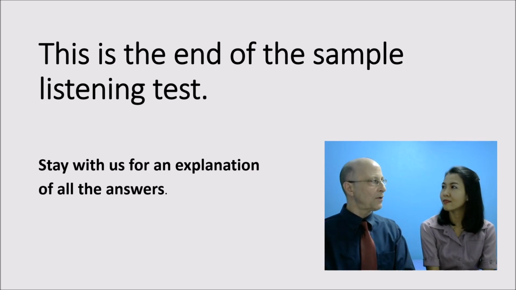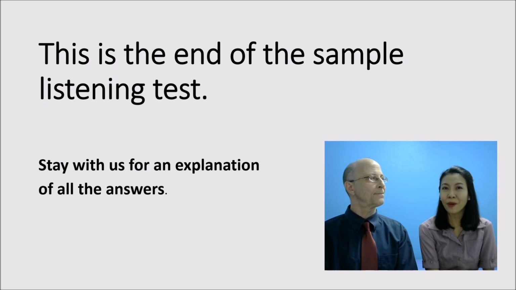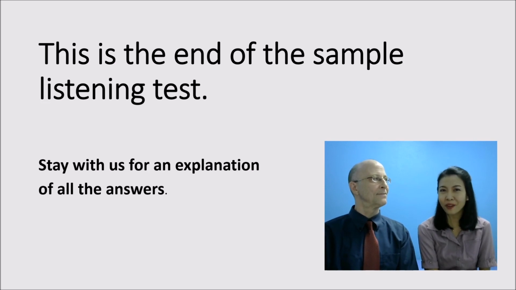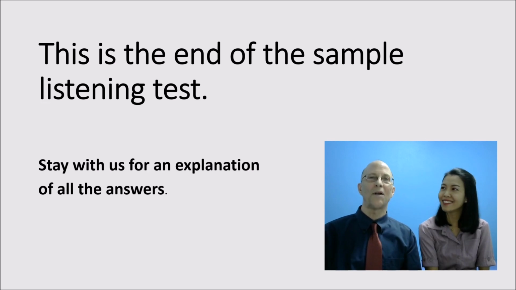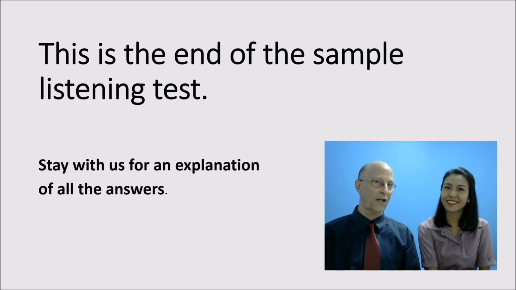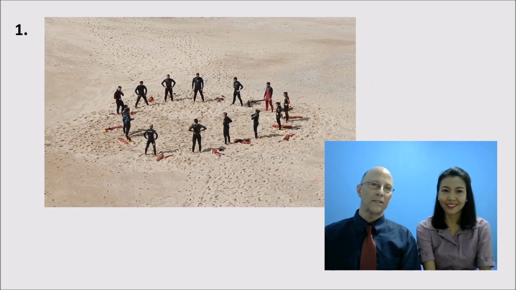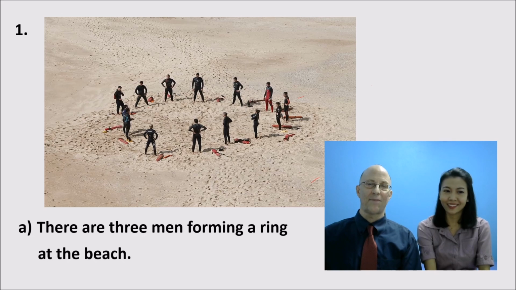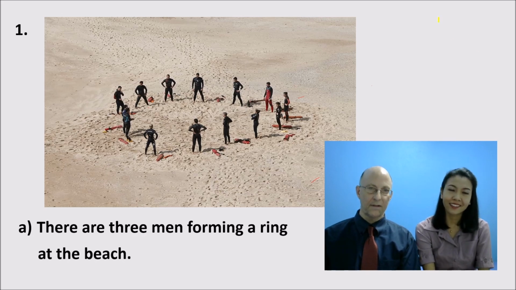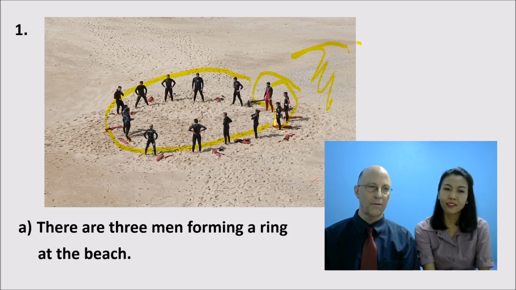How can you help, Yudee? Don't worry, I will help you when I hear an incorrect word. Okay, so let's go through the sentences one by one, listening for incorrect words. Number 1A was, there are 3 men forming a ring at the beach. Did you hear that? 3 men. Yeah, the 3 men. Yes, they're at the beach. This is clearly a beach here. But 3 men? No. There's a lot more than 3 men.